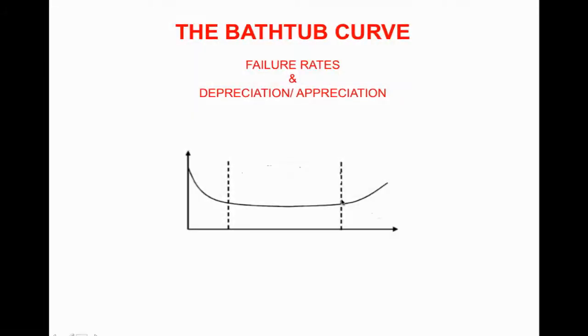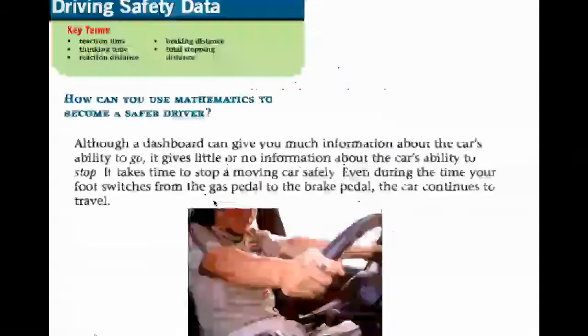things level off. But just because of wear and tear, and because most products are manufactured with something known as planned obsolescence, they're planned to die off after a certain period of time, the failure rate goes up. So here's another arena for using the bathtub curve. All right.